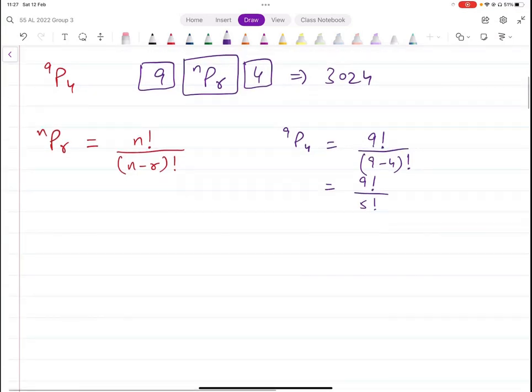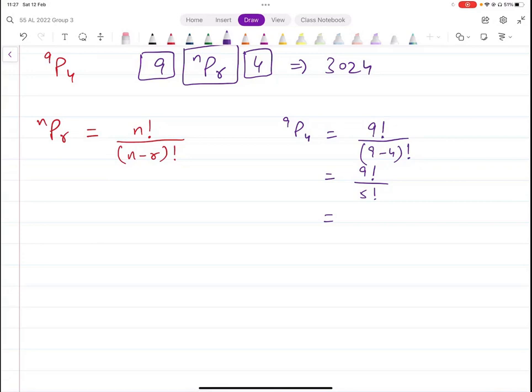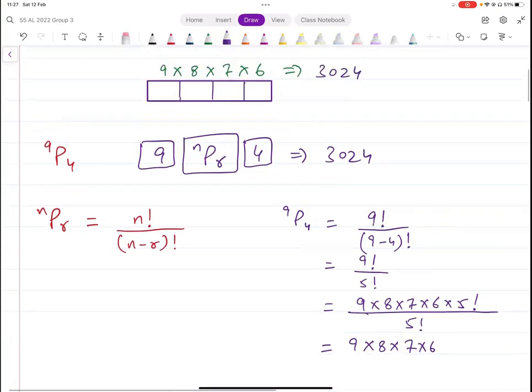Now how can we write 9 factorial? We can break it down like this. 9 factorial is the same thing as 9 into 8 into 7 into 6 into 5 and so on. The numbers from 5 onwards are basically just 5 factorial. Does that make sense? 5, then 4, 3, 2, 1. We can write that as 5 factorial. In the denominator, we have 5 factorial. That cancels, and what are we left with? 9 into 8 into 7 into 6.